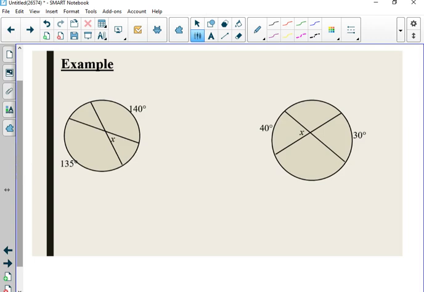Now our first example doesn't match the formula we just had. So let's go to the second one first. See how they're kind of in a line here? That's fine. So we have our two measures, 40 plus 30, and we're going to divide by 2. 40 plus 30 is 70. 70 divided by 2, x is 35 degrees.